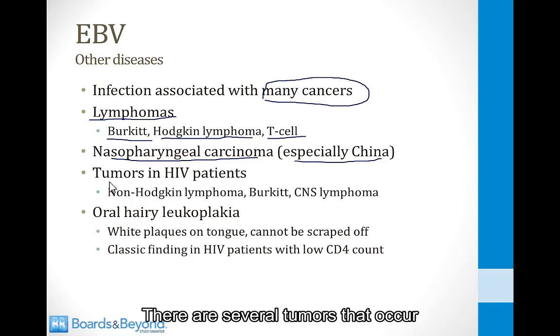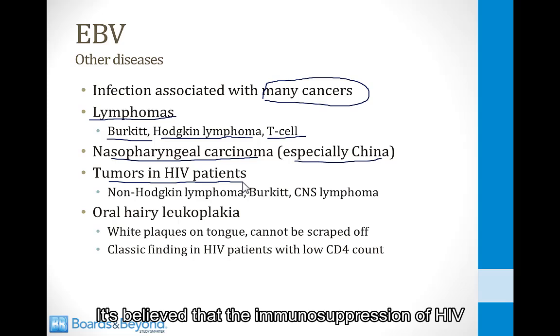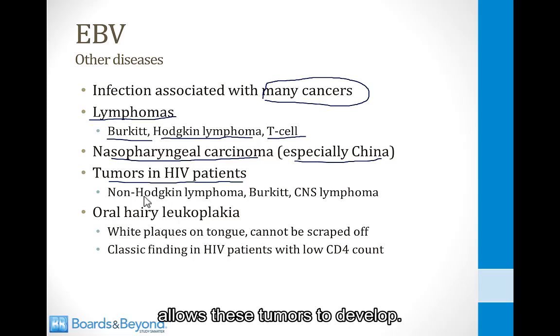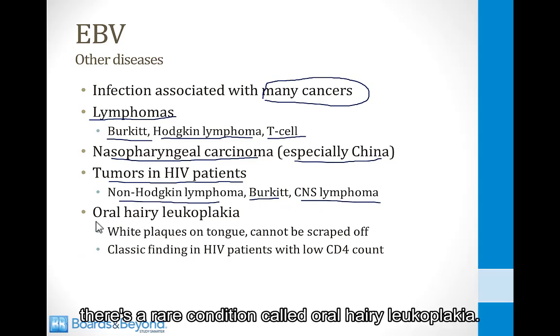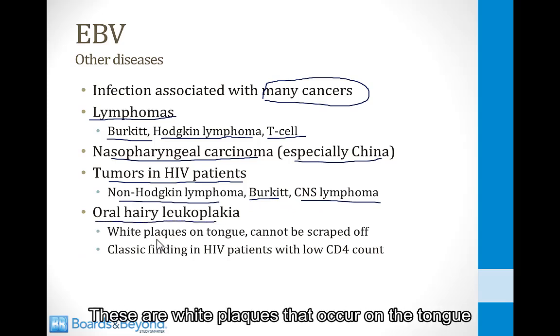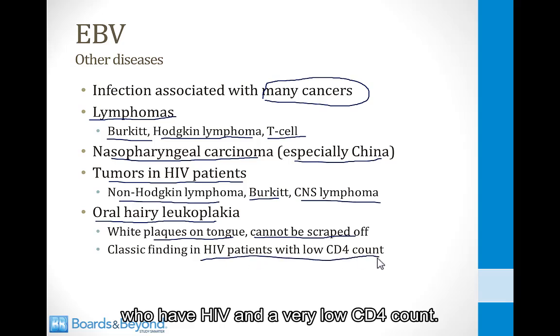There are several tumors that occur in patients with HIV that are associated with Epstein-Barr virus infection. It's believed that the immunosuppression of HIV allows these tumors to develop. These include non-Hodgkin's lymphoma and Burkitt's lymphoma and CNS lymphoma. And then finally, there's a rare condition called oral hairy leukoplakia. These are white plaques that occur on the tongue and they cannot be scraped off. And these classically occur in patients who have HIV and a very low CD4 count.